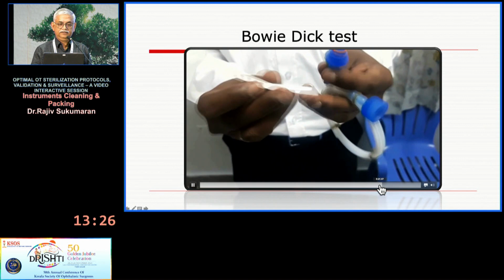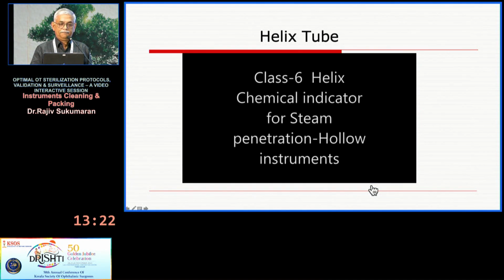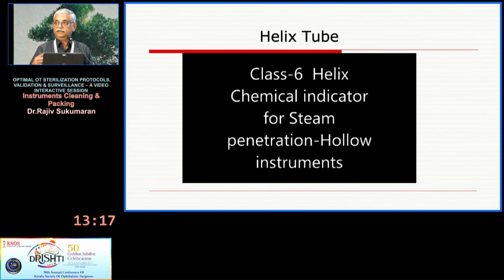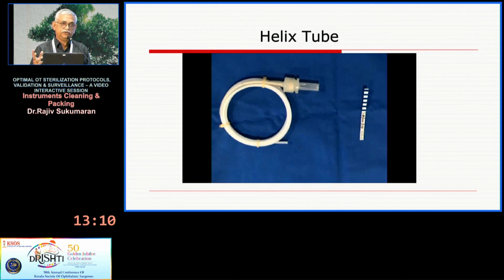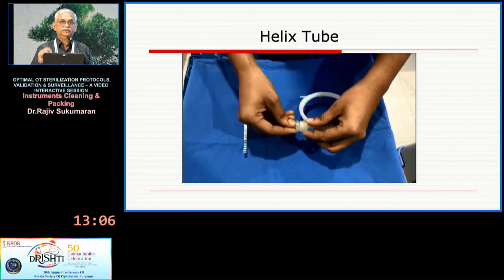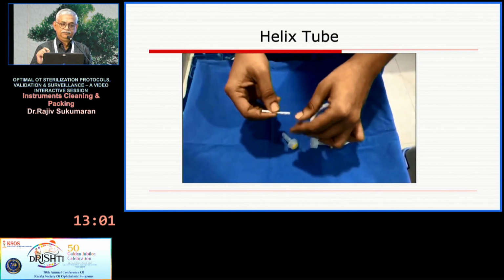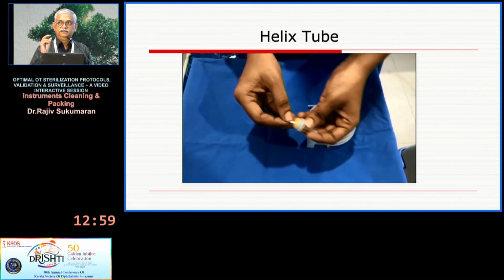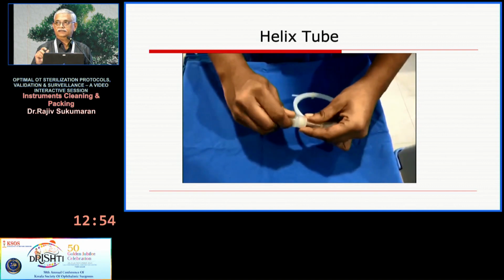And these things, and the class 6 indicator can be used in the helix tube. The helix tube is to check the vacuum of your autoclave. This is a tube which is about 1.5 meters long with a 1.5 diameter inner lumen. The indicator is placed in the end of it and it's sealed airtight.